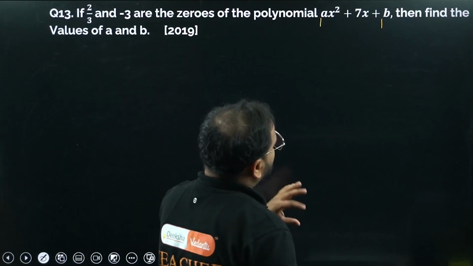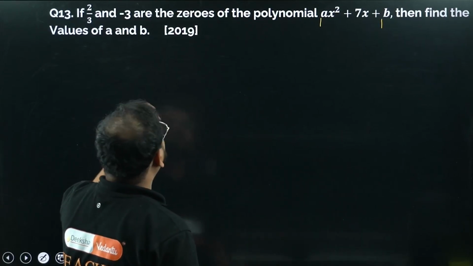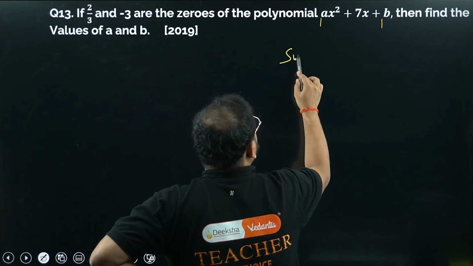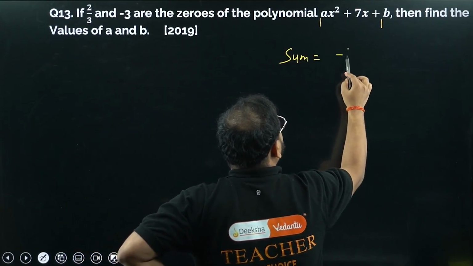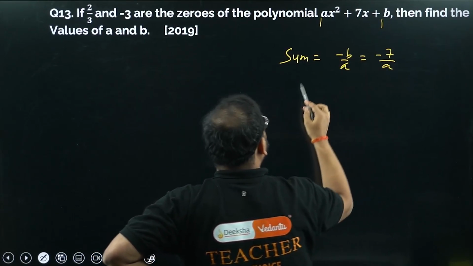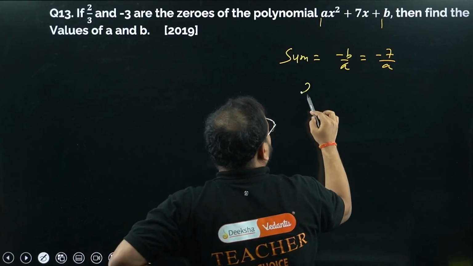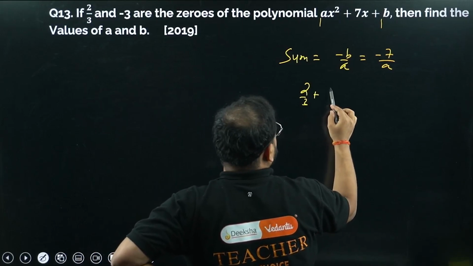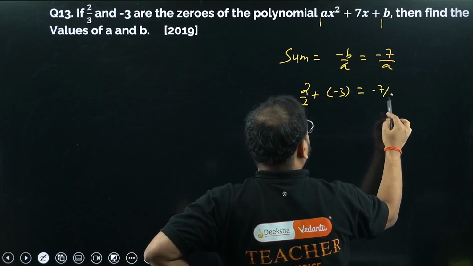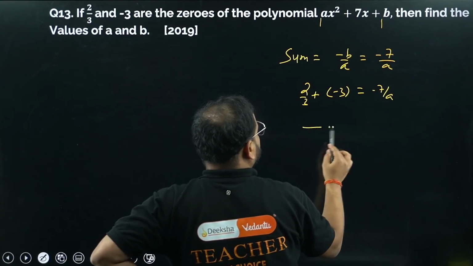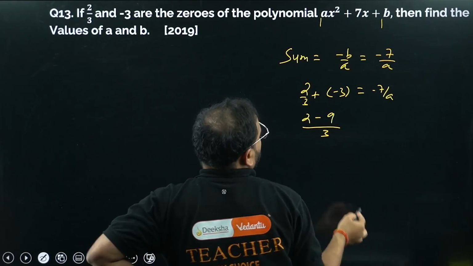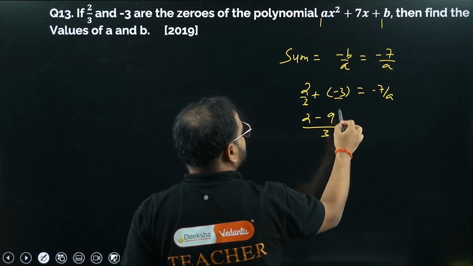The other way is to simply find the relation of sum and product. What's the sum? The sum will be minus b by a, so minus 7 by a. What is the sum in this case? Add them: 2 by 3 plus minus 3 equals minus 7 by a. How much is that? Take the LCM. 3 is the LCM.